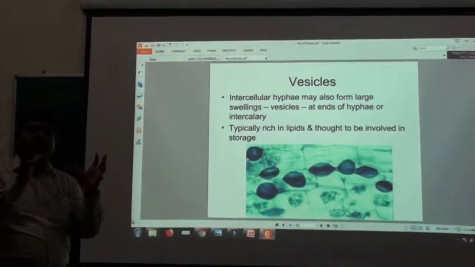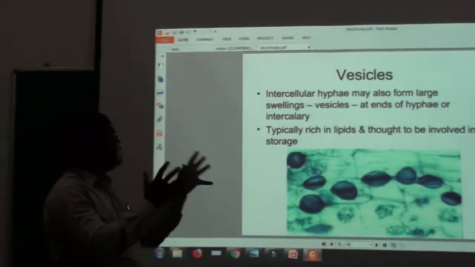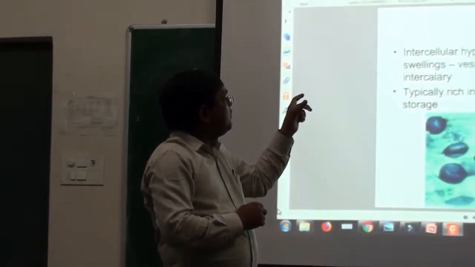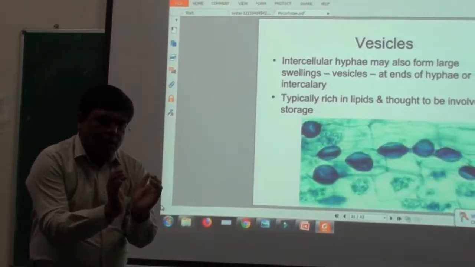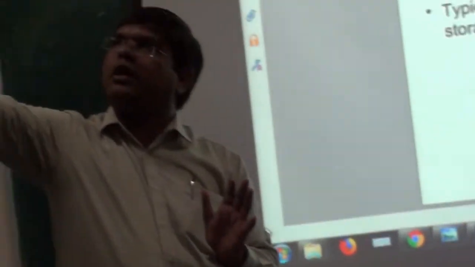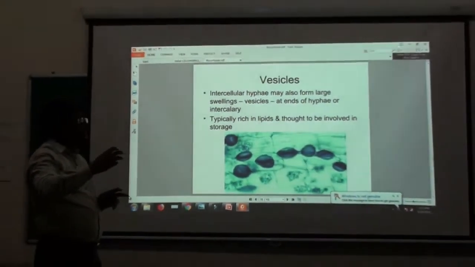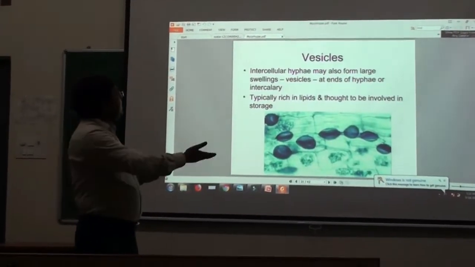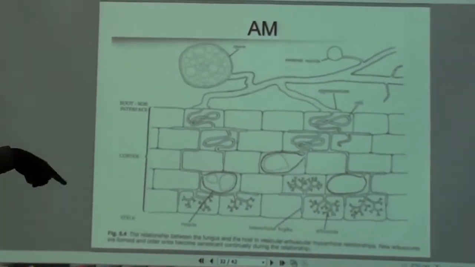Another important thing we can see in the case of arbuscular mycorrhiza is called vesicles. We see extracellular hyphae and large swellings; some cells become very swollen in nature. These vesicles may be at the end of the hypha, in the middle of the hypha, or at the end of the hypha, and we can see these types of swellings. Typically these vesicles are very rich in lipids and are thought to be involved in the storage of lipids. This can be seen very clearly in the picture of the arbuscular mycorrhiza and its features.